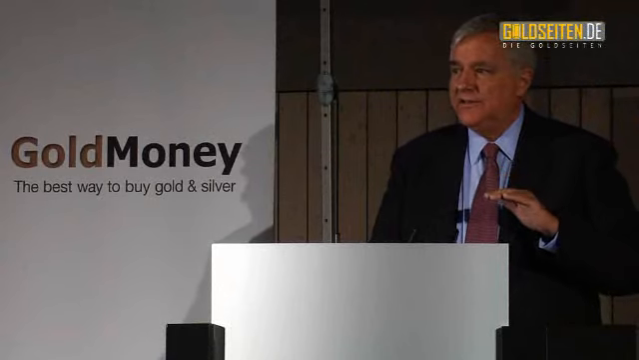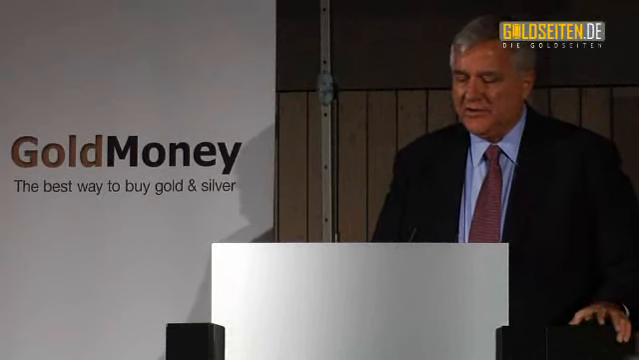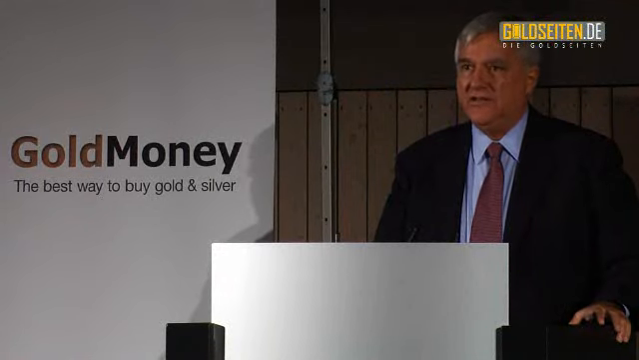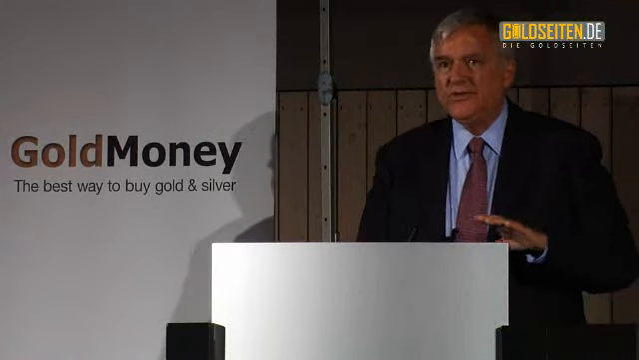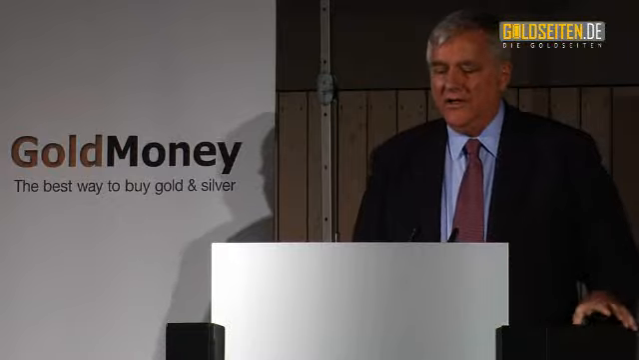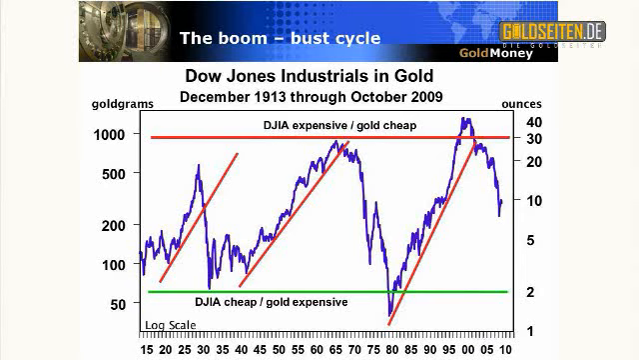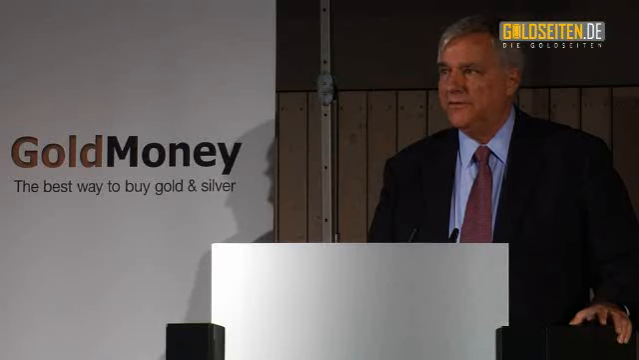Now, not only can we calculate the price of tangible assets in terms of gold, but we can also calculate the price of financial assets in terms of gold. And that's what I've done here on this next chart. This is the Dow Jones Industrials measured in terms of gold grams and ounces of gold, going back to 1913 when the Federal Reserve was created in the United States.